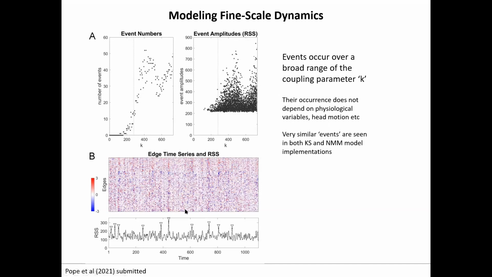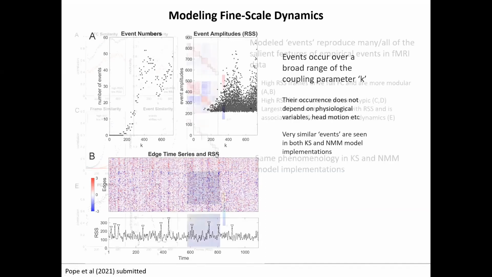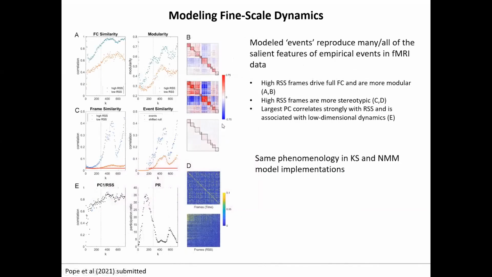And yet we do see the same phenomena that we see in empirical recordings. We do see events, they occur over a very broad range of the parameter that gets varied, which is the global coupling constant. And it turns out they have very similar characteristics to empirical data as well. They approximate the full FC very nicely. They are more stereotypic with respect to each other. So events tend to capture patterns that are more similar across time.